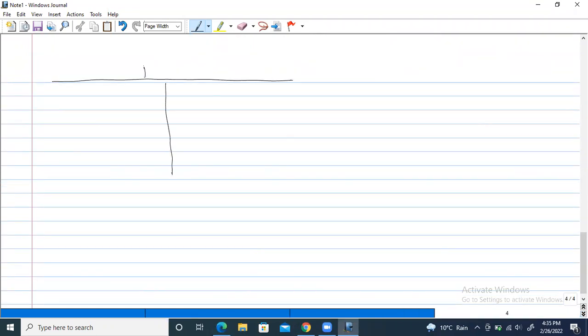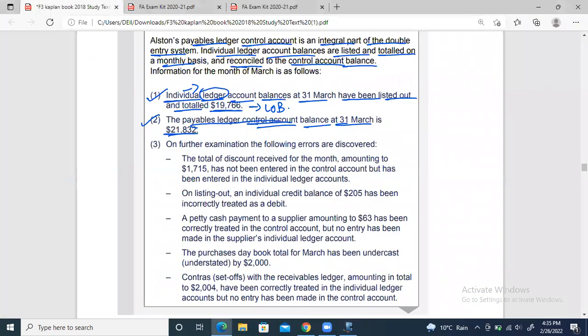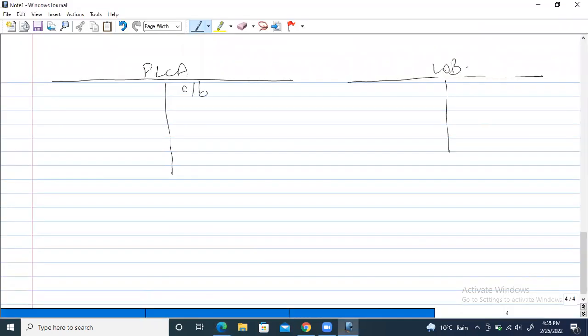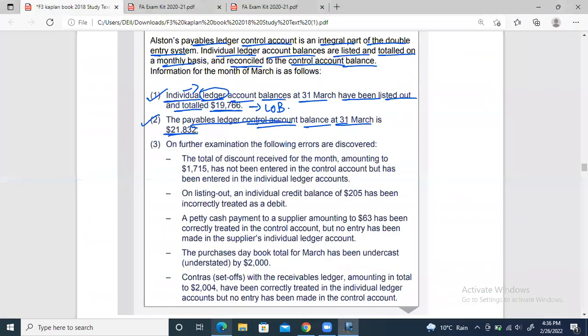So this is the payables ledger control account, and this is the list of balances, the individual accounts in short form. For the payables control account, the balance is 21832. We'll write it over here, 21832. Now over here, you can see it's written at 31st March.